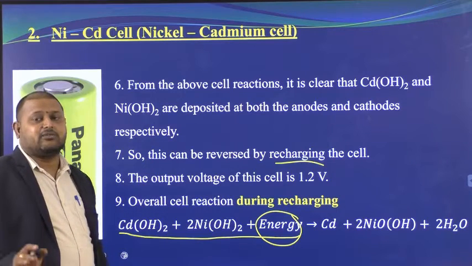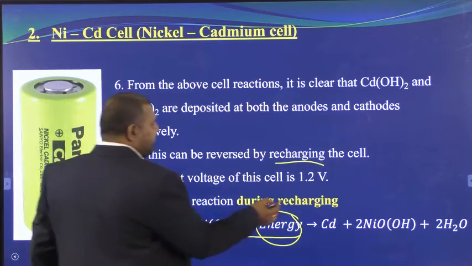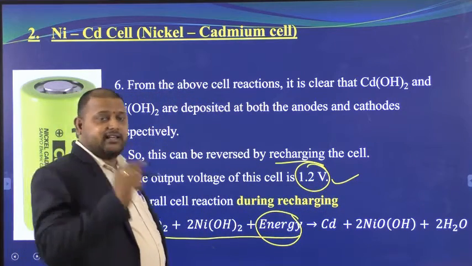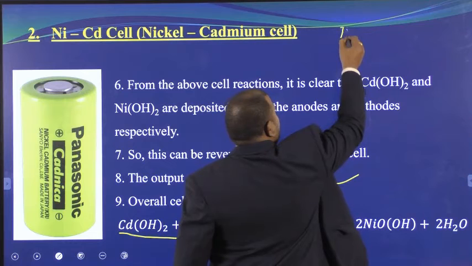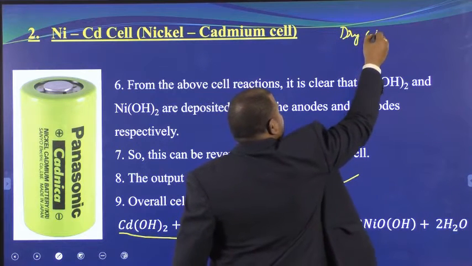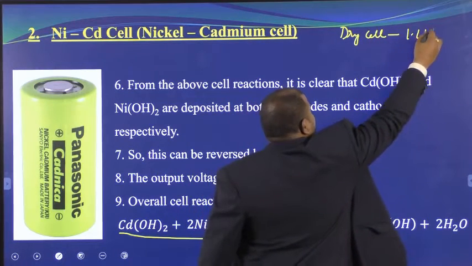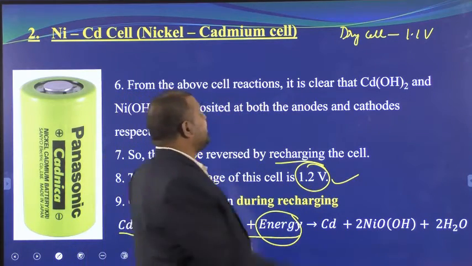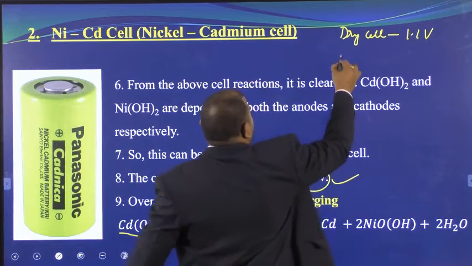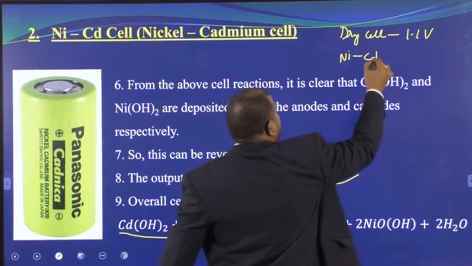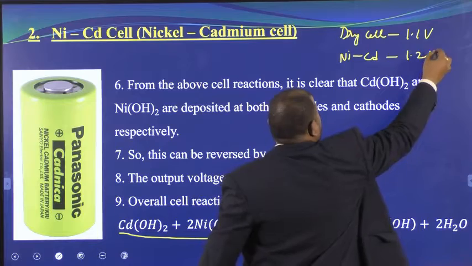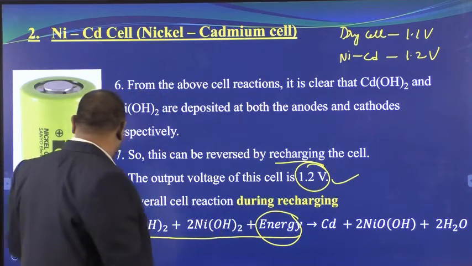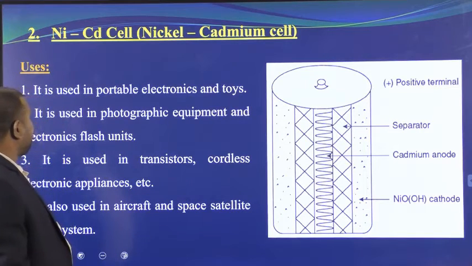And the final question is, what is the output voltage? We are going to get 1.2 volts. This you should never forget. For a dry cell, it is 1.1 volt. Recollect again, for the dry cell, it is 1.1 volt. The output voltage for the nickel cadmium cell will be 1.2 volt. Hope you understand these important concepts of the nickel cadmium cell.